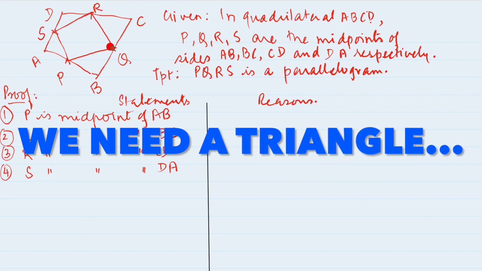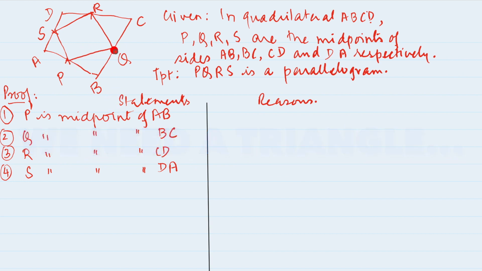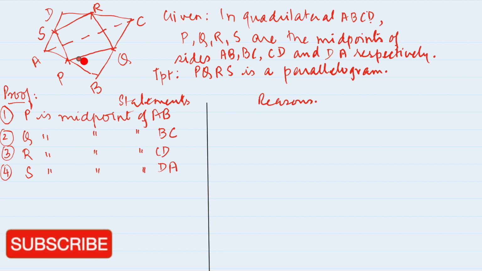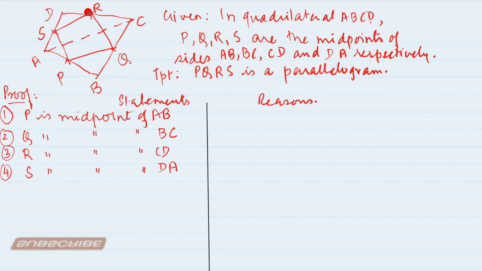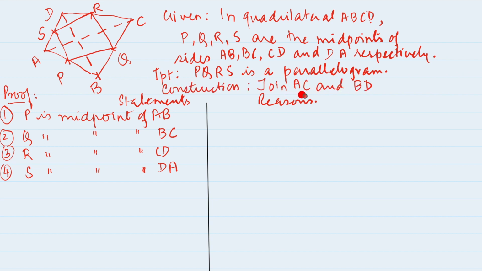If I say P and Q are the midpoints, then I need a triangle which will have AB and BC as the sides. So this is going to be my construction. I will make this triangle, and if I am taking Q and R as midpoints of DC and CB, then I need to create a triangle here as well. Okay, so we write construction. So we have joined AC and BD, as you can see.